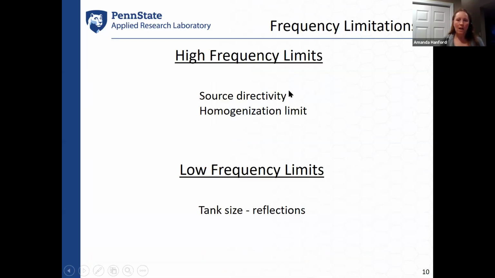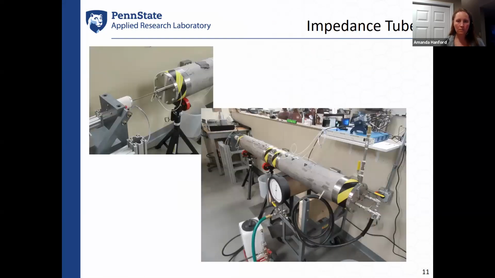The issues with this setup are some frequency limitations. At high frequency, we're limited by our source directivity, and if our frequency gets too high, we no longer have an effective material. It's no longer homogenized, so we have to be careful at high frequency. At low frequency, we have other issues. Our tank size becomes a problem. You could end up with reflections off of the sidewalls or off of the surface, and that could create some issues at low frequency. So we do have some limitations here.